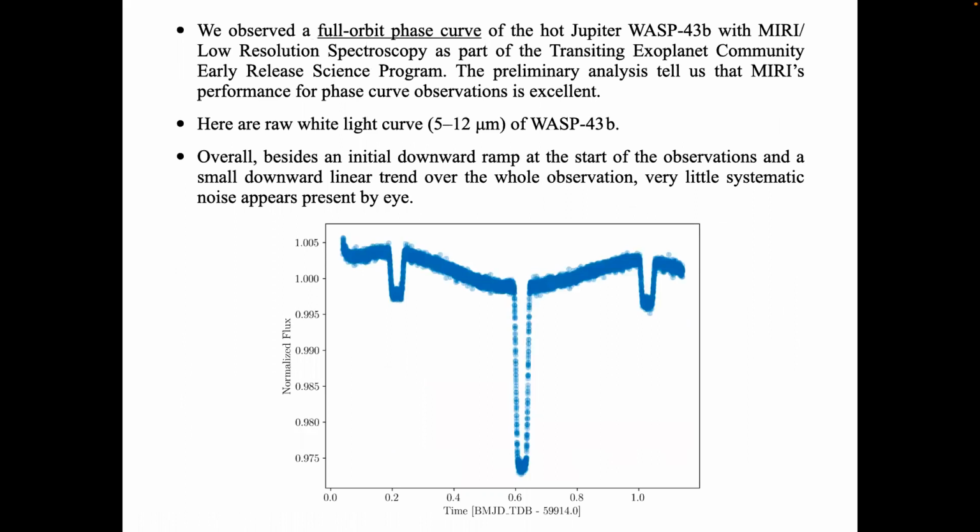And at the end, this is the full orbit phase curve of WASP-43b. It's another hot Jupiter, and the data are very nice. The analysis is still ongoing, so I can show you just the raw data, the raw light curve, sorry. And what we can see from this light curve is an initial downward ramp. It's strange. Also, there is a linear downward trend. You can see that it looks like there are no other systematics.